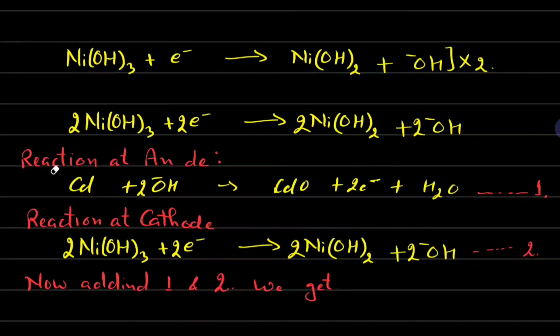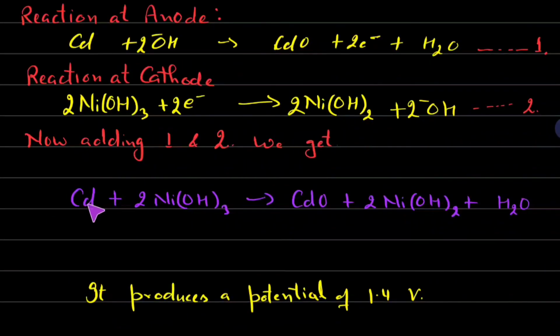Then I have written again the reaction at anode over here: cadmium plus 2 hydroxyl ions, that is giving you cadmium oxide plus 2 electrons and water molecules. Let's say this is the first reaction, beta. The reaction at cathode is this one that is written over here. Let's say this was second. Now we have to add these two, beta. Now adding 1 and 2, we will get cadmium, then this 2 NiOH thrice, beta.